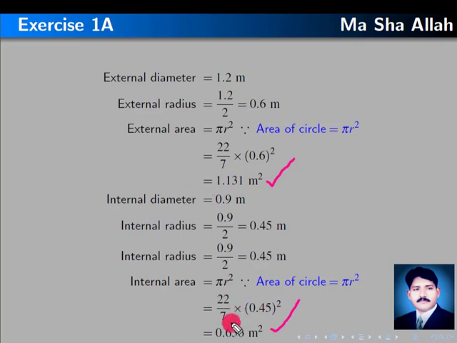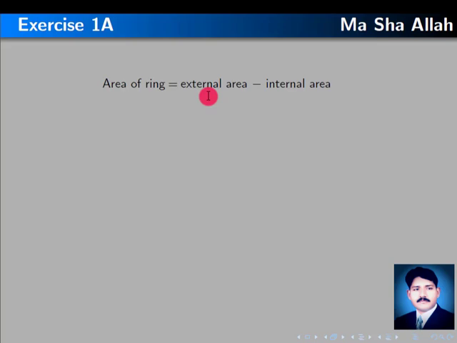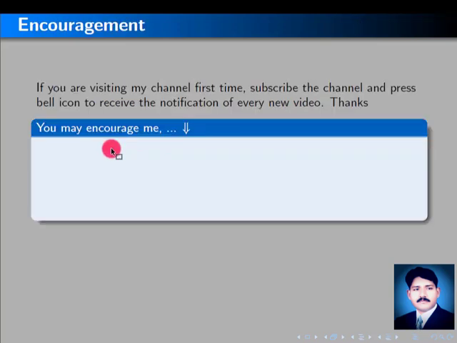Now we subtract the internal area from the external area. Area of ring is equal to external area minus internal area. External area is equal to 1.131 minus internal area 0.636, which is equal to 0.495 meter square, which is the answer. This is the area of the ring.